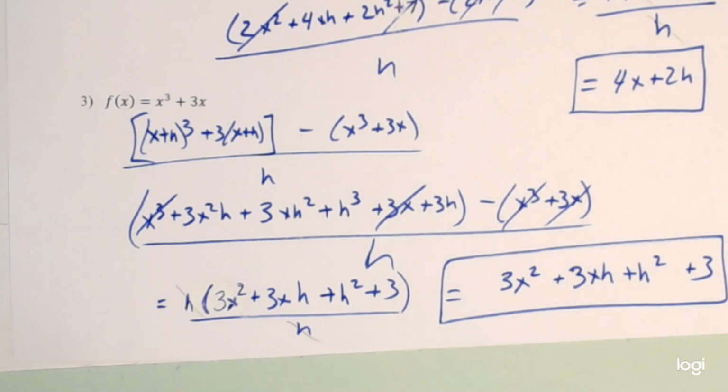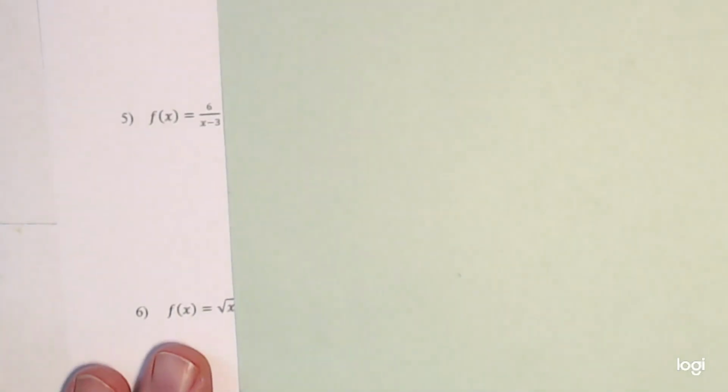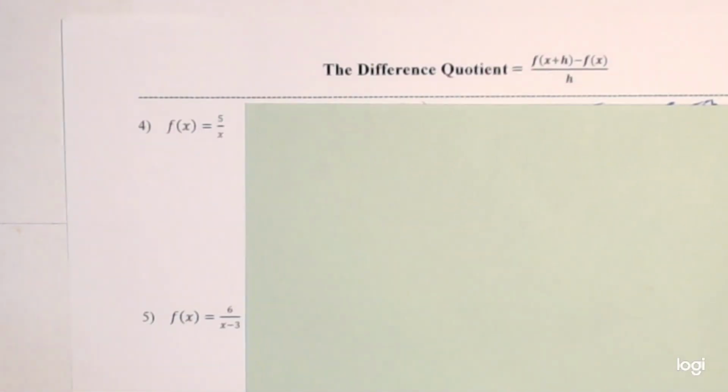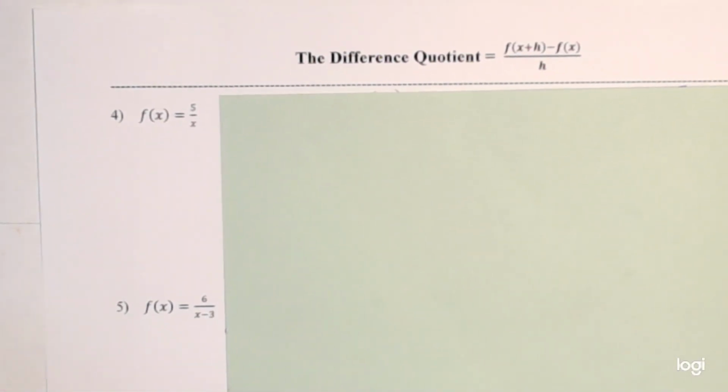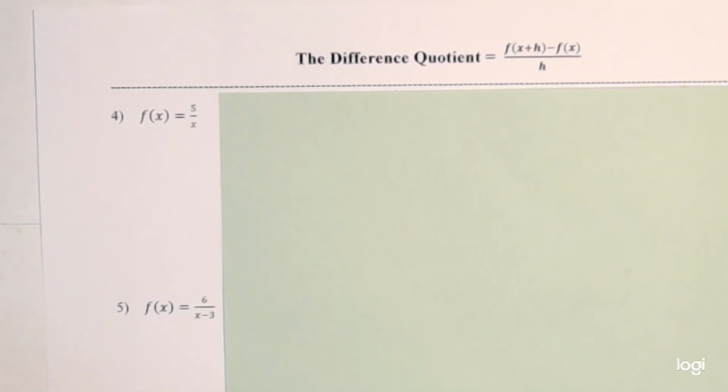Next page is going to get you to try a couple of the rational functions. Don't forget common denominators. Then some square root functions. Don't forget your conjugates. Pause the video as needed. See what you can do with question 5 and 6. Notice your difference quotient is given at the top of the page.